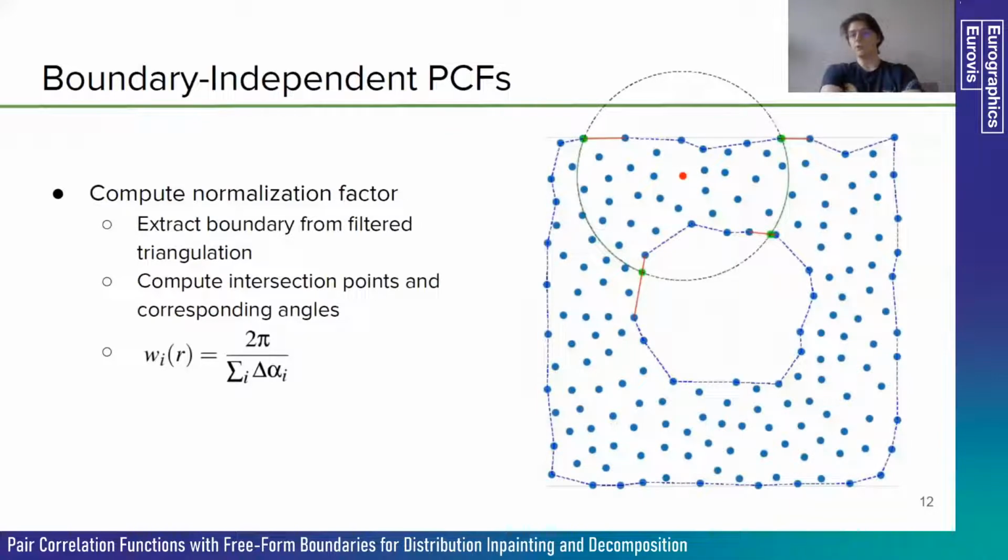And now that we have pruned our triangulation, extracting the boundary is straightforward. Computing the weighting factor for a given point and a given distance to this point is as simple as computing the intersection between the circle and the boundary, and then computing the angular domains here in green that lie inside the boundary. Since the radius is cancelled out in the computation, our weighting factor is defined as 2 pi divided by the sum of these angular domains.